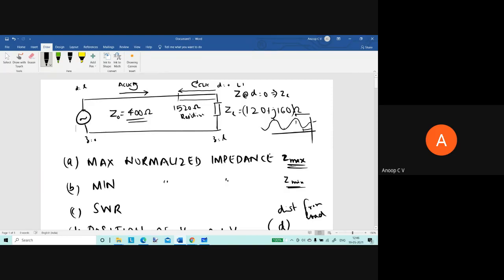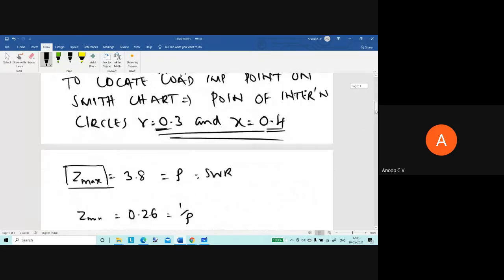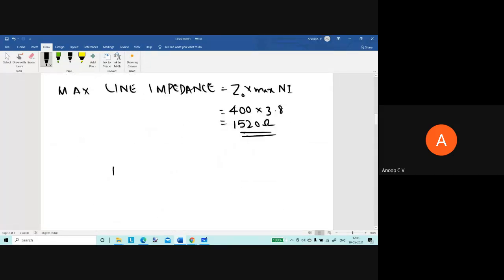Similarly, when you move further, you'll be able to find the minimum impedance. So what will that minimum impedance be? The minimum line impedance is Z naught into the minimum normalized impedance. So that is 400 into 0.26. What is this 400 into 0.26?